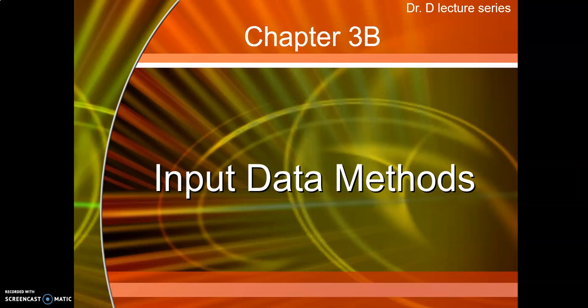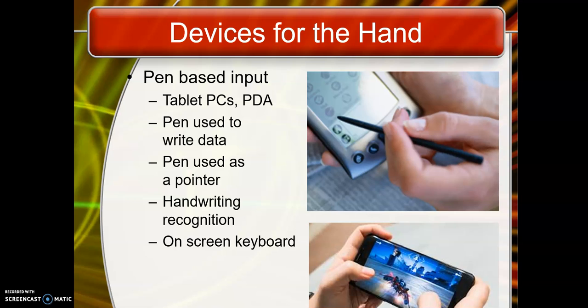In the previous chapter we discussed the keyboard, what types of keys there are and what their uses are. And then in the previous lecture we discussed the mouse, its types and different variants. So first of all, let's see what the devices for handheld are.